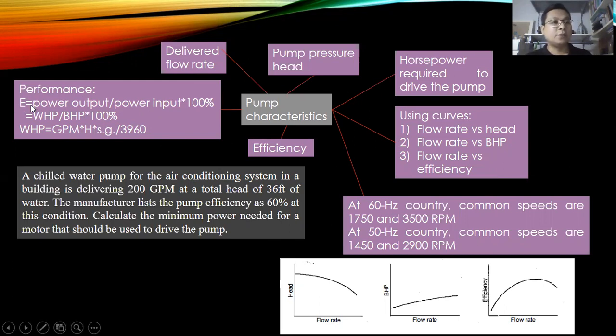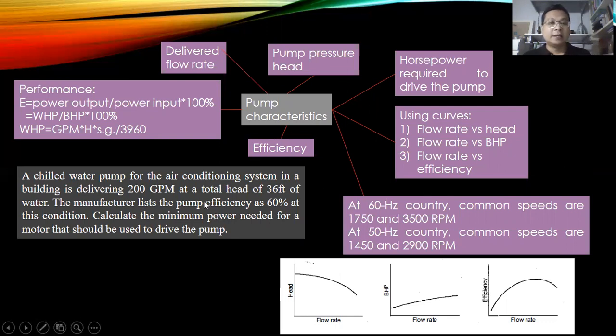Efficiency E is equal to power output, as mentioned previously. Power output is WHP divided by power input as BHP, and then times 100%. WHP itself we can derive from GPM, gallons per minute, times head, times SG. This one converts units, from gallons and feet in the British unit.